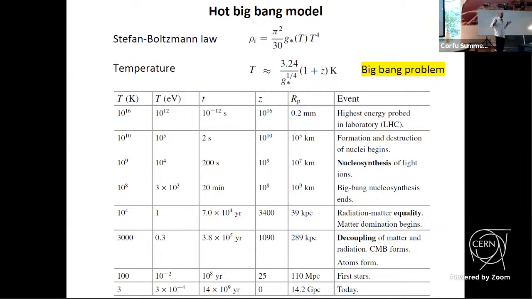The universe could be infinite as far as we know. But the only thing we can make statements about is our causal patch. So the size of the causal patch at that time was only, in quotation marks, 40 kiloparsecs. And the first stars formed when the universe was 100 million years old, and the causal patch was about 110 megaparsecs, which is already the size of a cluster of galaxies.